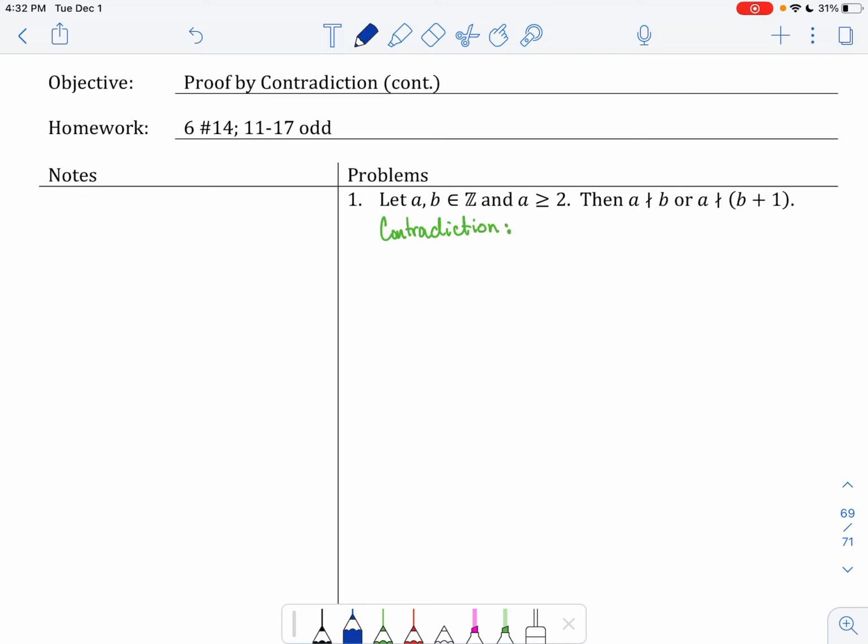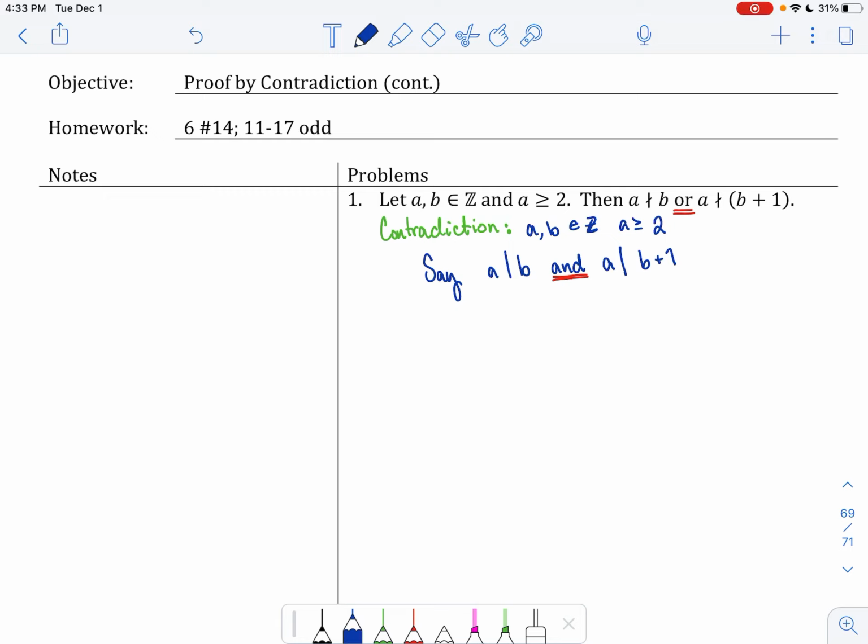So in this case, we will start by saying that a and b are in the integers, and that a is greater than or equal to 2. And we're going to say that a does divide b and a divides b plus 1. Now this is an important point that I feel like I didn't make strongly enough the first time we looked at negating things. The opposite of or is and. So these are the negations here. If I want to negate something like this, well then they're both true in this case. So make sure that you're keeping your eye out for that.